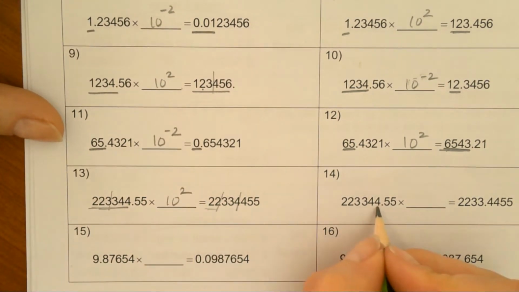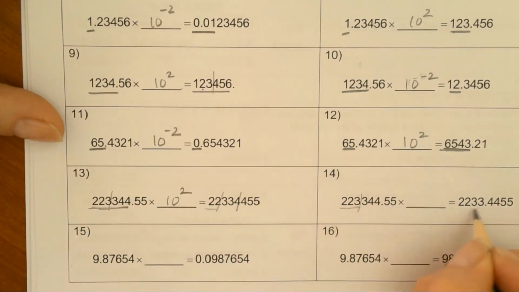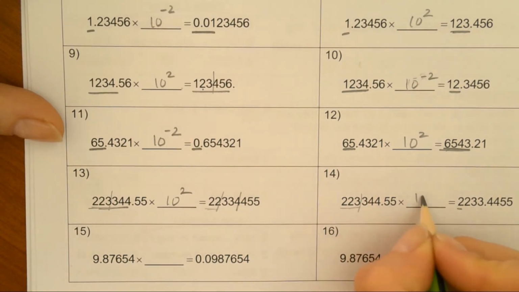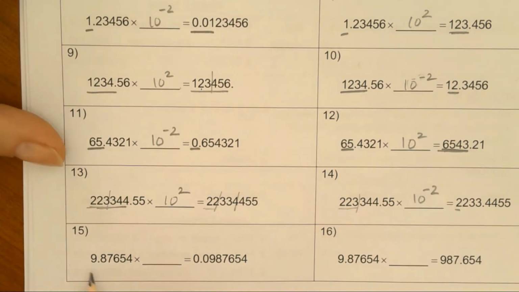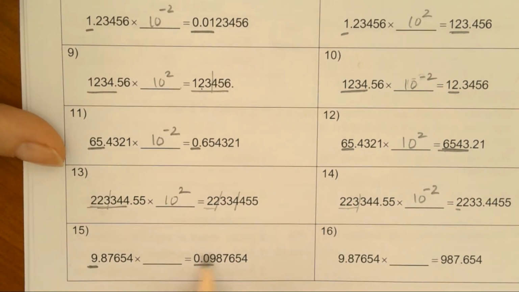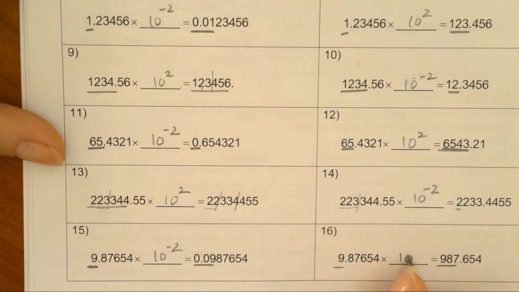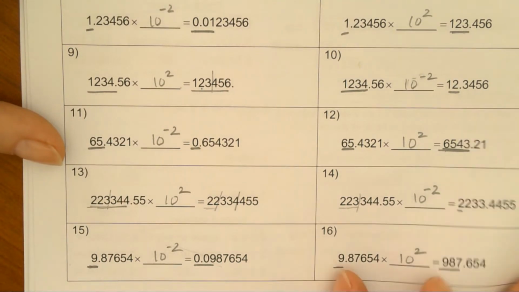So this went from 200,000 to 2,000. So now it went smaller. So now I'm going to use the negative exponent. 9 to like less than 0. So it got really small. To make something smaller, I'm going to use the negative exponent. 9 to like 900. I'm making it bigger. So 10 squared. Okay.